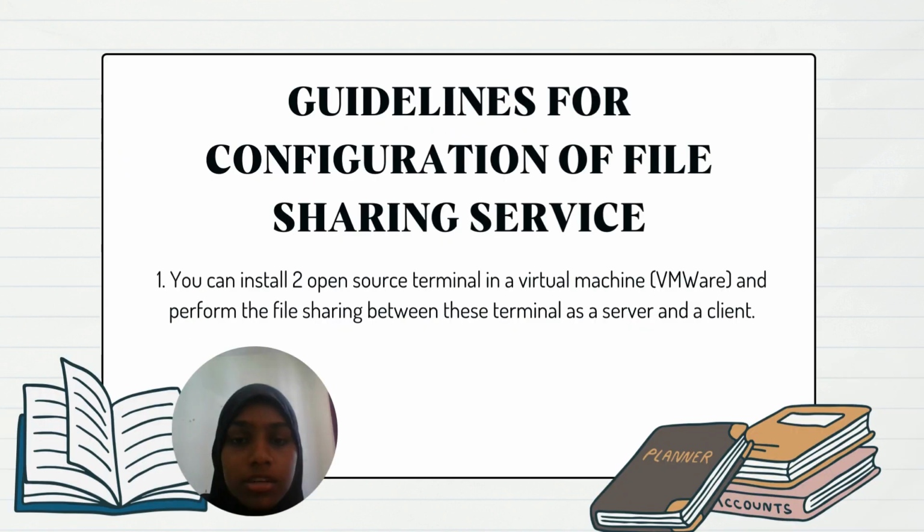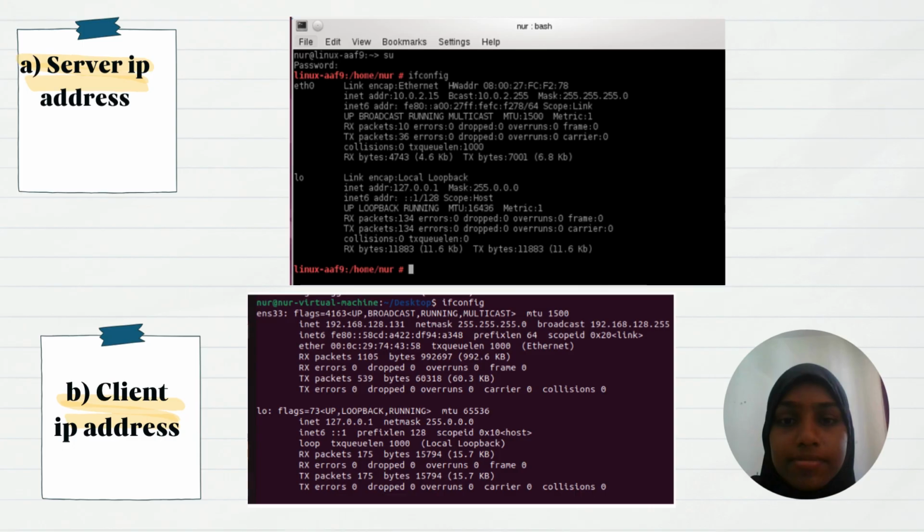Guidelines for configuration of file sharing service: you can install two open source terminals in VMware virtual machines and perform the file sharing between these terminals as a server and a client. For the server IP address, you can type ifconfig and see the IP address. For the client IP address also, you can type ifconfig and see the IP address there.